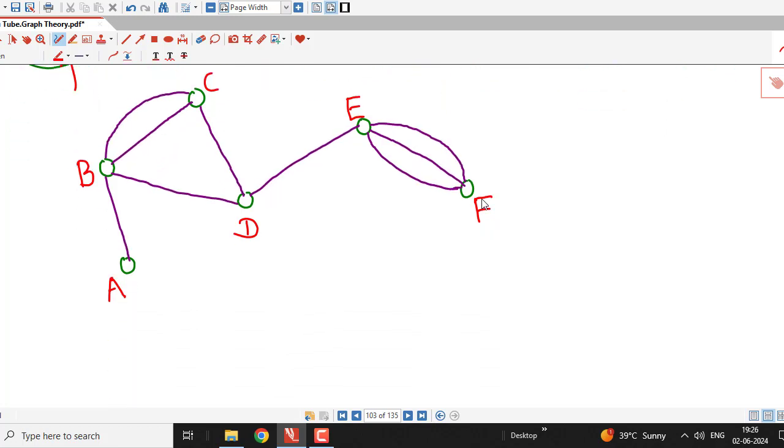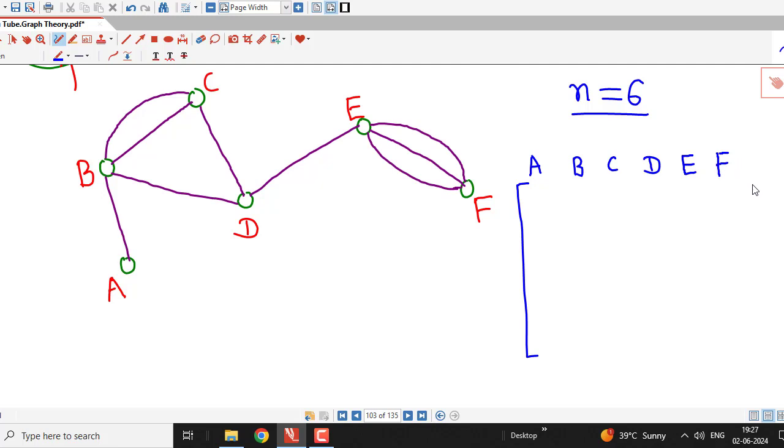So we can write down the adjacency matrix for this graph. Before that we have to count the number of vertices: A, B, C, D, that is 4, 5 and 6. So here the number of vertices is 6, therefore our adjacency matrix is of order 6. So I will have to write 6 rows and 6 columns A, B, C, D, E and F, and the same thing here also A, B, C, D, E and F. And we start with vertex A.